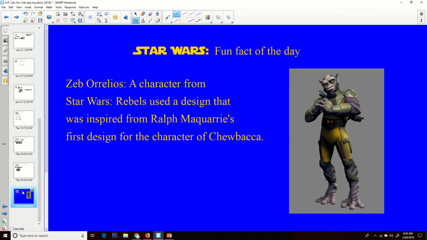Zeb Orrelios is a character from Star Wars Rebels, a fun little animated show that was on Cartoon Network or Disney XD or something like that. I don't know. But anyway, what's cool about him is they actually recycled a design from Ralph McQuarrie's original Star Wars artwork back in the 1970s. It was one of the first designs for the character of Chewbacca that they eventually threw out and went with a more hairy guy with a bandolier strap.